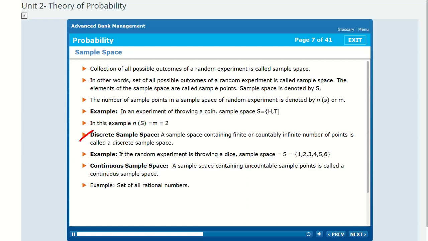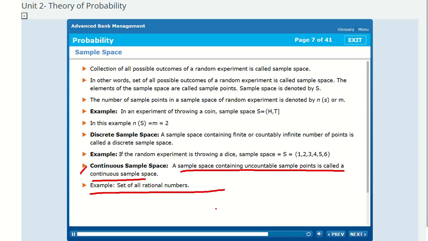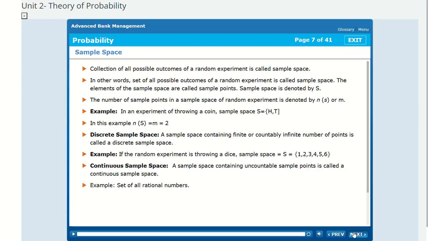Discrete sample space. A sample space containing a finite or countably infinite number of points is called a discrete sample space. Example: if the random experiment is throwing a dice, sample space S = {1, 2, 3, 4, 5, 6}. Continuous sample space. A sample space containing uncountable sample points is called a continuous sample space. Example: set of all rational numbers.